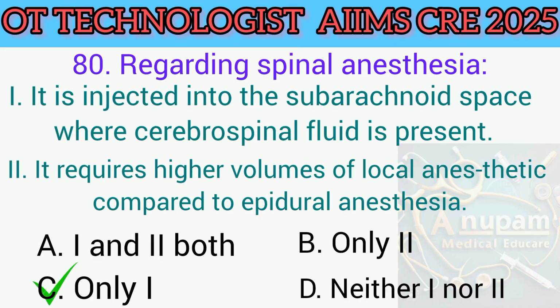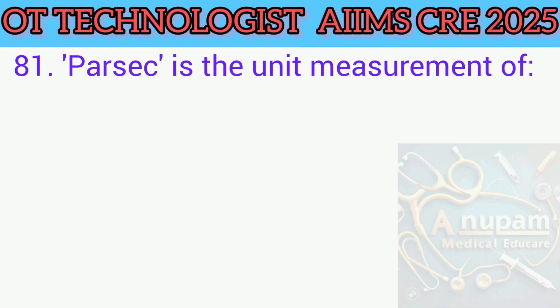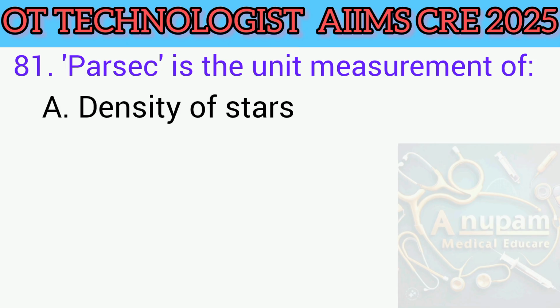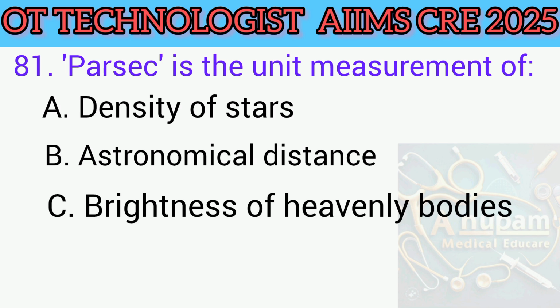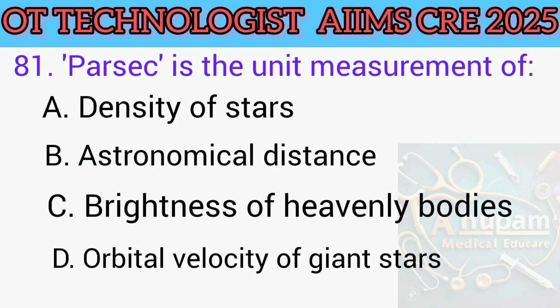Right option, C. Number 81. Parsec is the unit of measurement of: Option A. Density of stars. B. Astronomical distance. C. Brightness of heavenly bodies. D. Orbital velocity of giant stars.